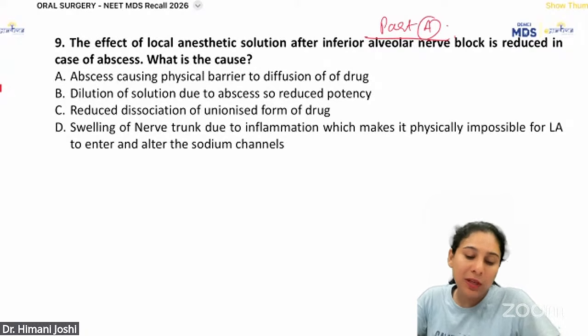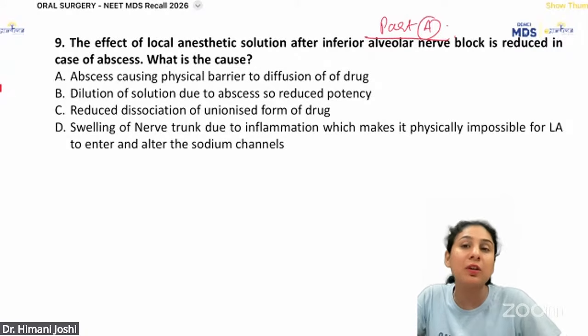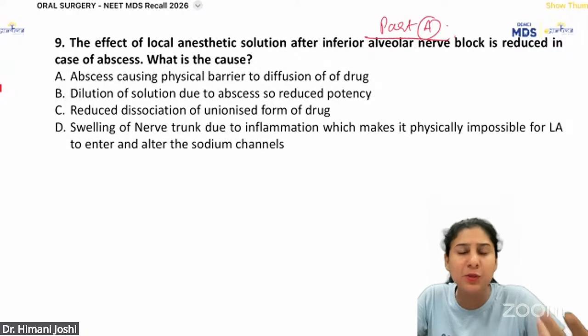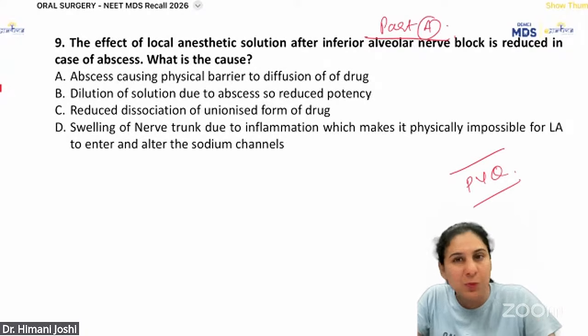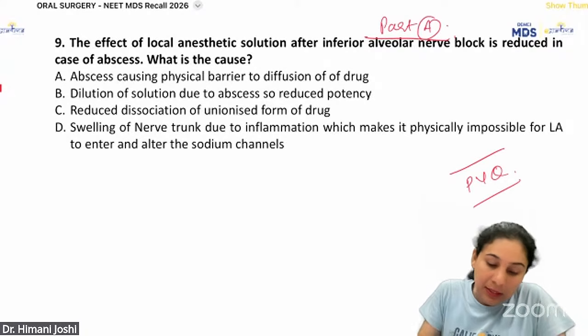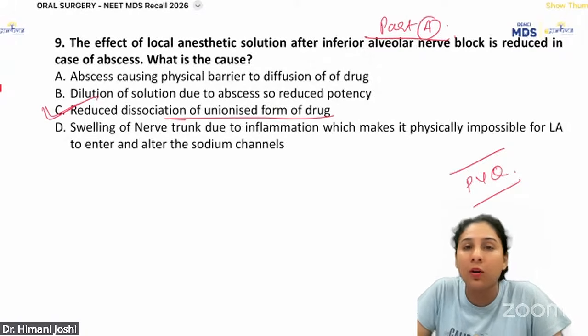So the effect of local anesthetic solution after inferior alveolar nerve block is reduced. In the case of an abscess, what is the cause? This is also a direct PYQ, which is asked previously, and we all know the answer, that it is due to reduced dissociation of the unionized form of the drug, right?